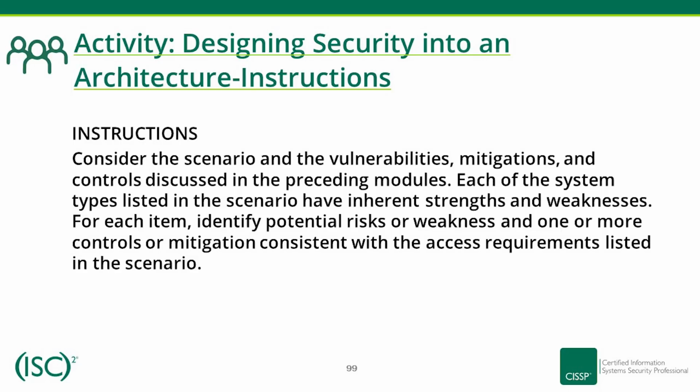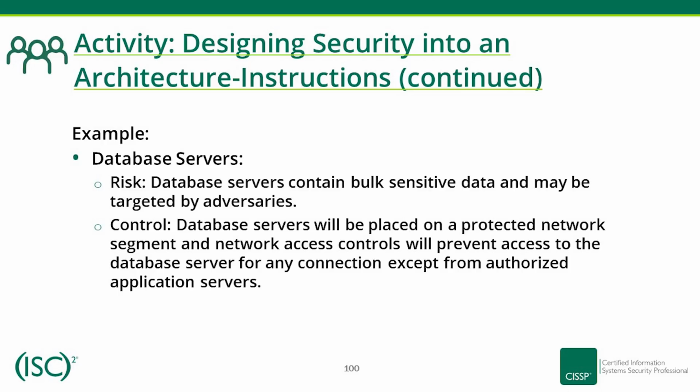Instructions. Consider the scenario and the vulnerabilities, mitigations, and controls discussed in the preceding modules. Each of the system types listed in the scenario have inherent strengths and weaknesses. For each item, identify potential risks or weaknesses and one or more controls or mitigations consistent with the access requirements listed in the scenario. Activity: designing security into an architecture.